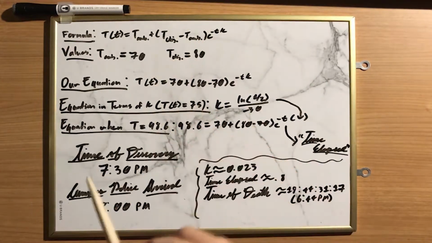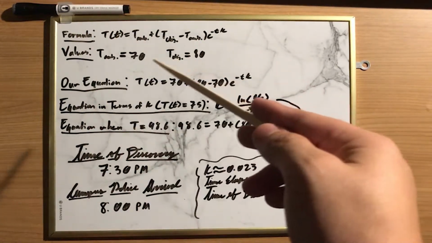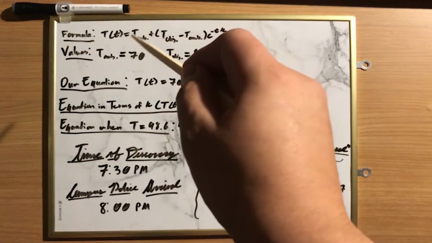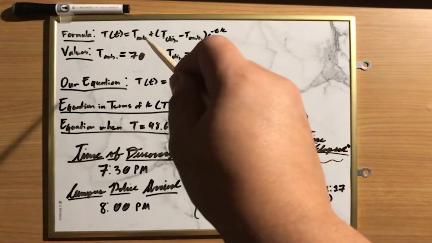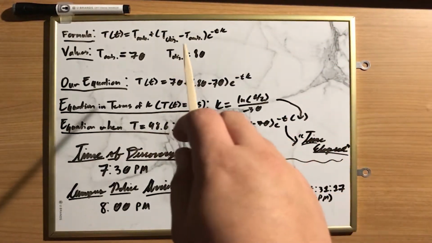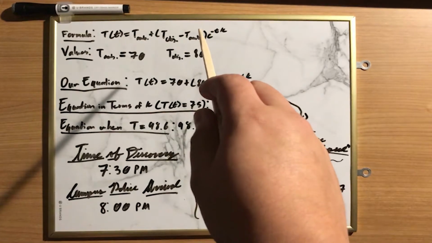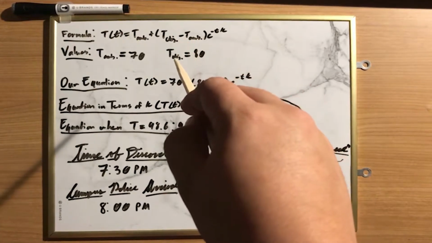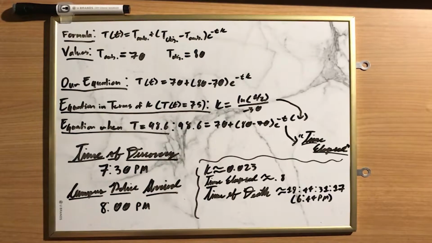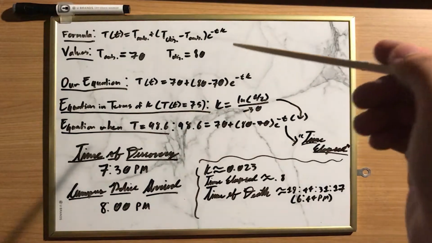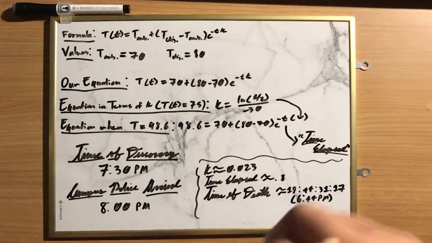So, written out here, we have the formula, which in our case is Newton's law of cooling, and that says that temperature as a function of time is equal to our ambient temperature of whatever room or atmosphere we find ourselves in, added to the temperature of the object subtracted by the temperature of the ambient surrounding, multiplied by e raised to the power of negative t times k. K is the coefficient of decay in this equation.